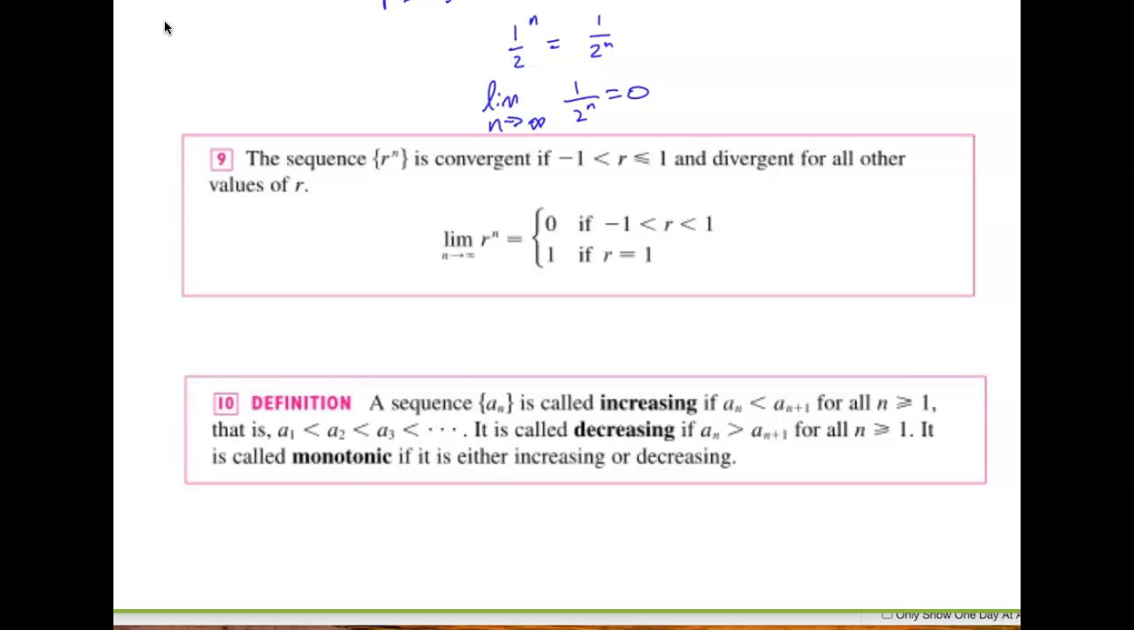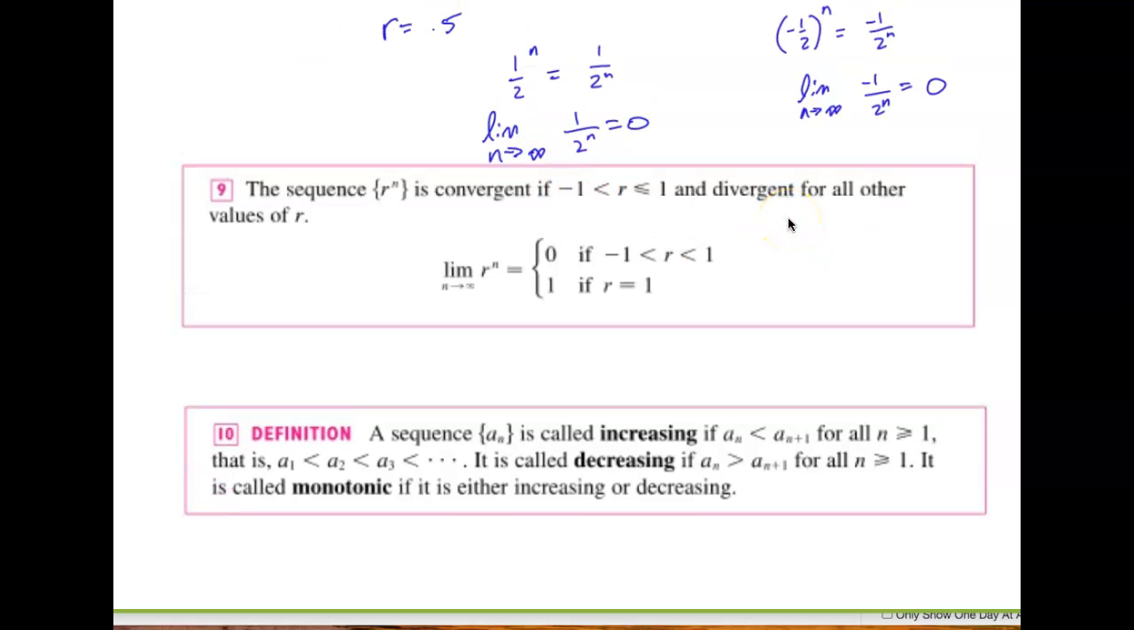And that would be the same for any value between negative and positive 1. It works with like -1/2 as well, right? So if I had -1/2 to the n, that's just -1 over 2 to the n. And if I let the limit go to infinity, then I still just have a constant over something that's growing infinitely large, which is still going to approach 0. So if R is between negative and positive 1, the limit will be 0. If R equals 1, the limit will be 1 because 1 to any power is still 1.